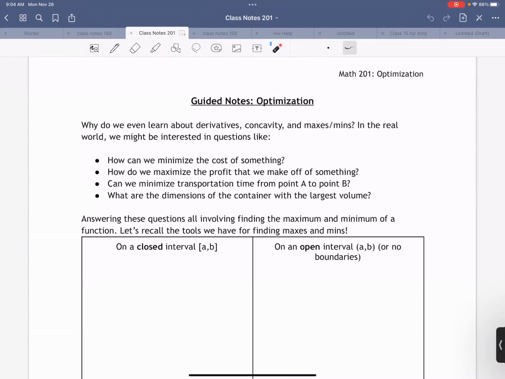When we talk about optimization, we're talking about questions that ask you to find the max or min of some sort of situation. So like minimizing the cost of a certain product.